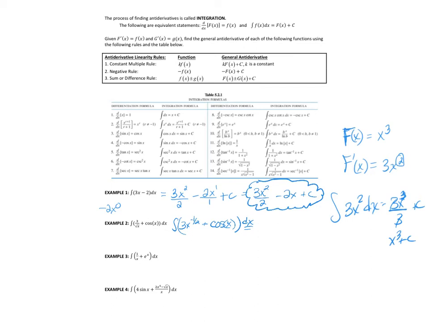But for this one, we're going to take our 3 and have it go along for the ride. We're going to take our x to the negative 1/2 and increase the power by 1, so negative 1/2 plus 1 is positive 1/2, and we're going to divide by that new power of 1/2.